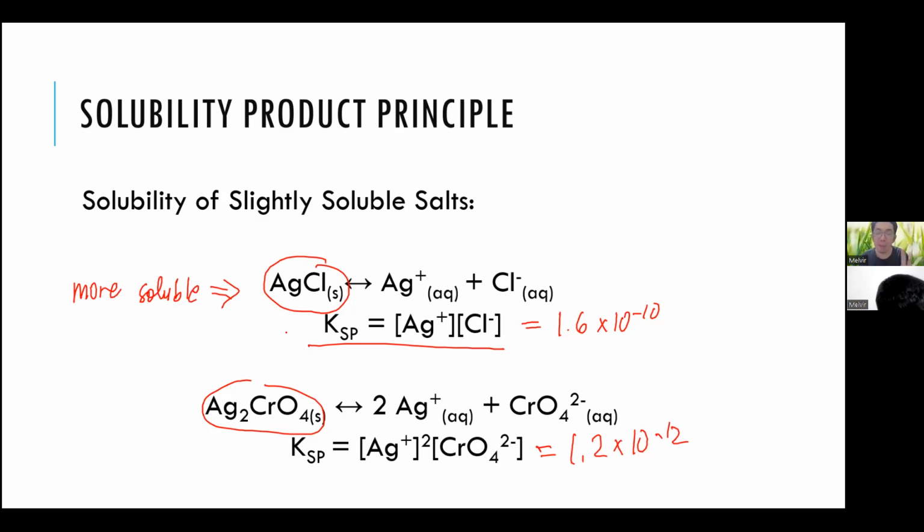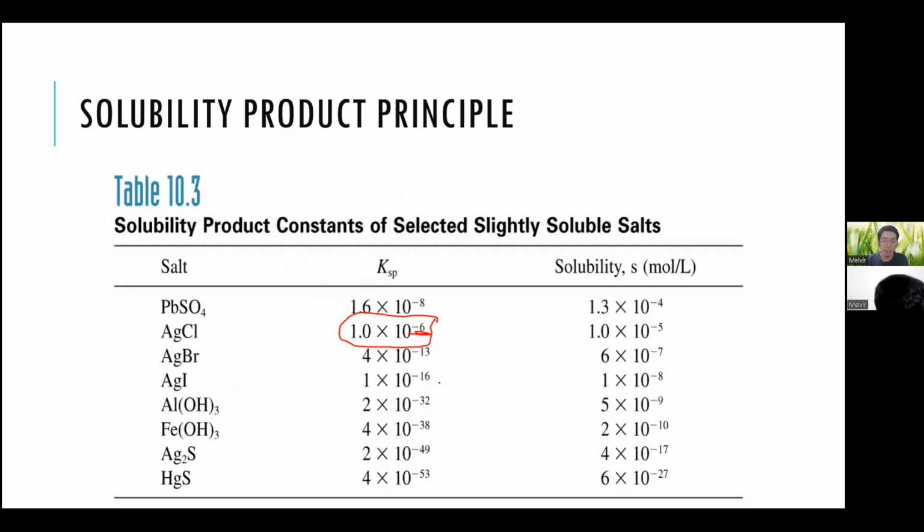However, virtually speaking or physically speaking, AgCl is still insoluble in water. Pakitandaan yan, insoluble pa rin naman siya sa tubig. However, ganyan nga yung comparison, no? Comparison-wise, mas soluble ang AgCl kumpara kay Ag2CrO4. Next. So, with this given table, sino yung pinaka-insoluble?